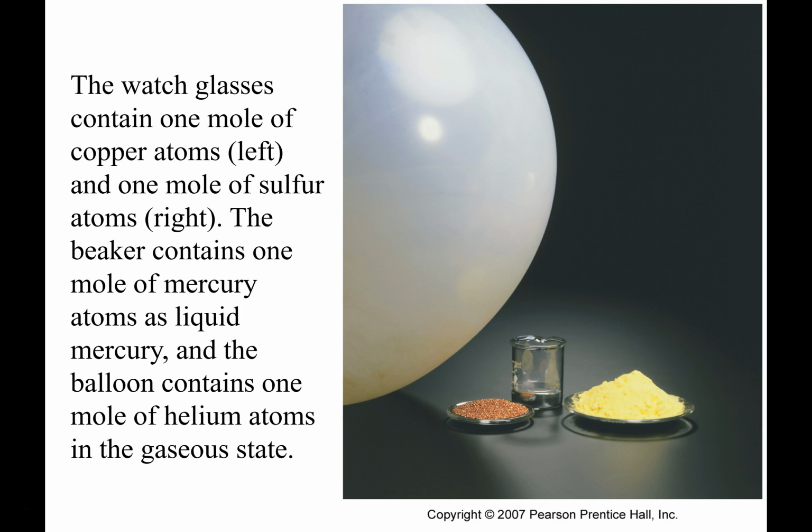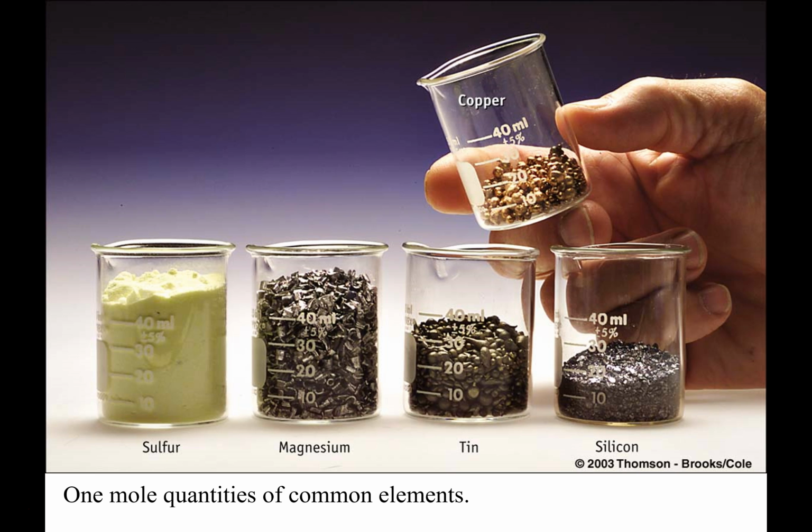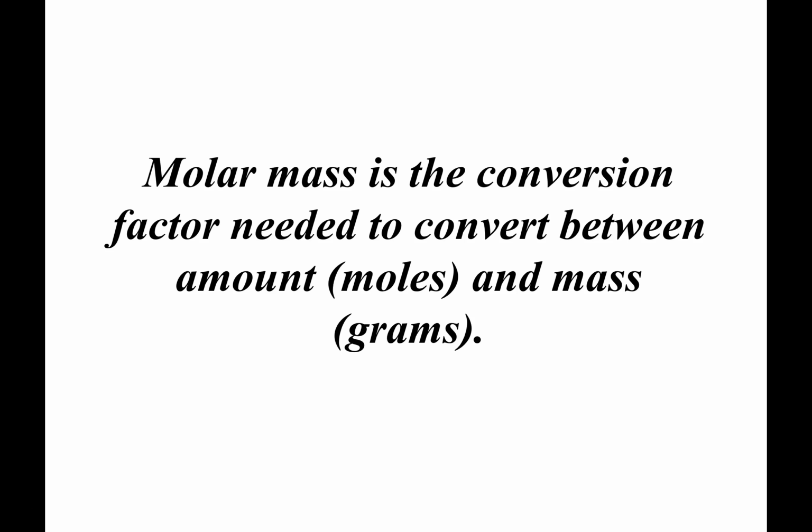Cool. Similarly, we have copper, sulfur, mercury, and helium. And in each of these cases, again, it's 1 mole. And it goes back to, like, did I really count these 20,000? No, but I counted enough of them to scale up and to know that I had 20,000. One more thing. Again, this is 1 mole of each of these elements: sulfur, magnesium, tin, silicon, and copper. Just to kind of get a visual. So let's work some problems now.